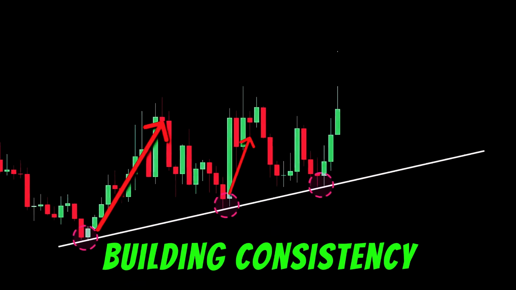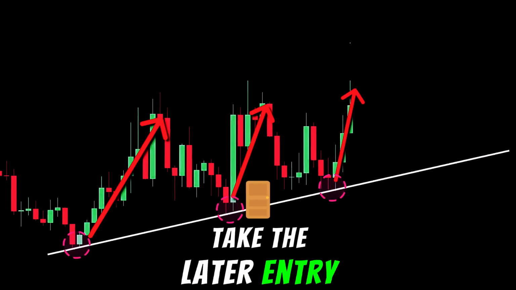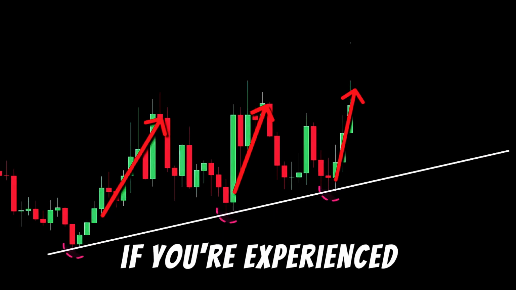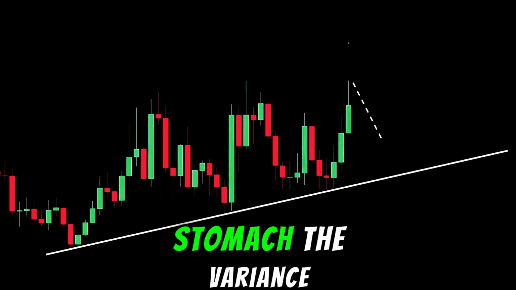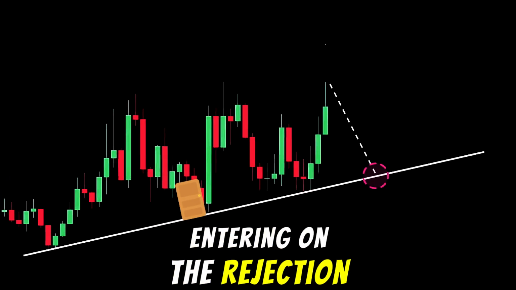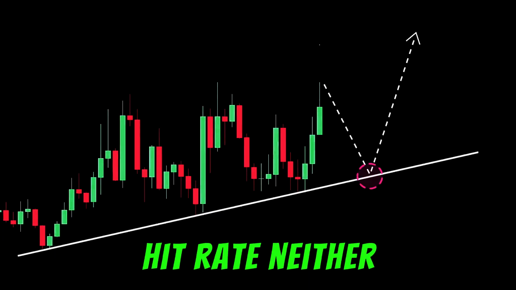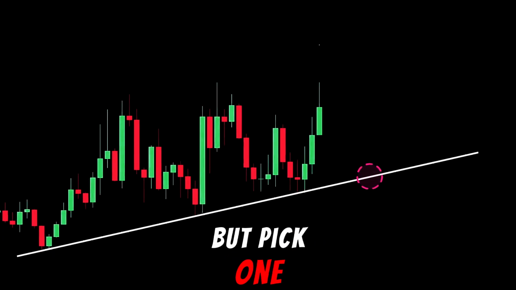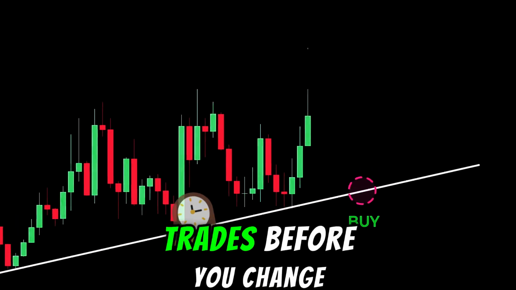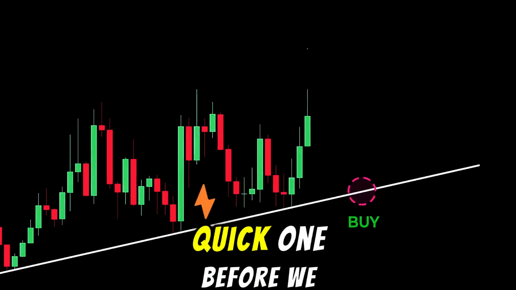If you're still building consistency, take the later entry every time. If you're experienced and you can stomach the variance, entering on the rejection candle gives you a better price and a worse hit rate. Neither is wrong, but pick one and log the results for 50 trades before you change your mind.